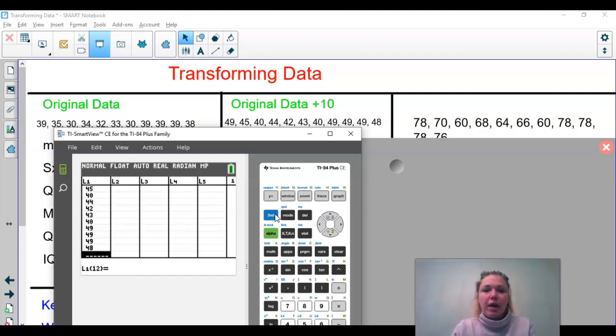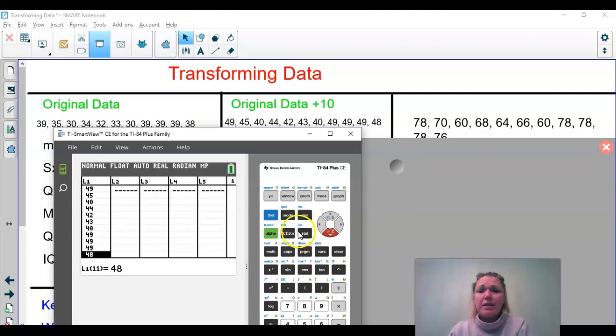And I'm going to go ahead and double check to make sure I entered it in right. Okay, so 49 there, and I didn't. That's the value of re-looking at what you just entered, because you could enter something in wrong. So you want to make sure you do that. All right, so we have 49, 45, 40, 44, 42, 43, 40, 49, 49, 49, and 48.